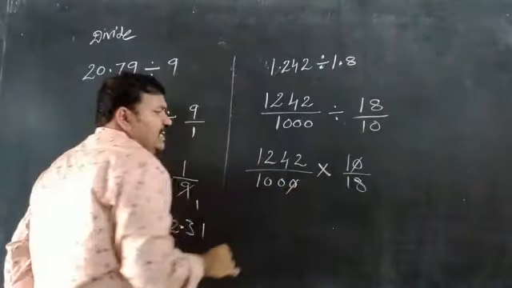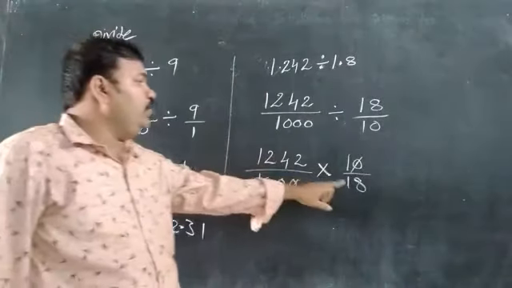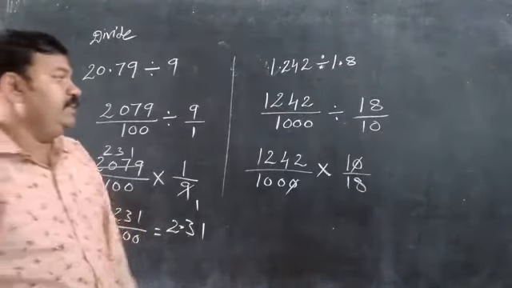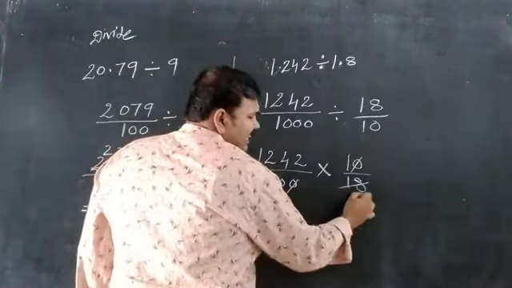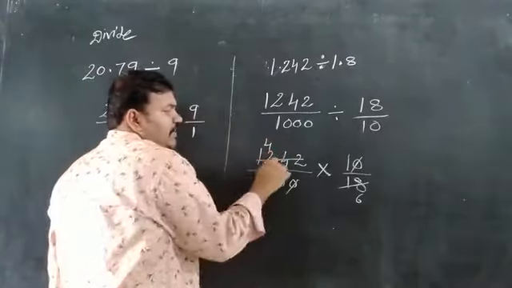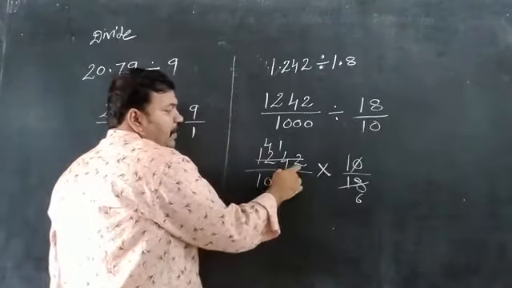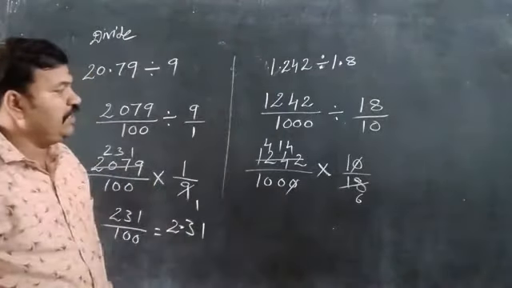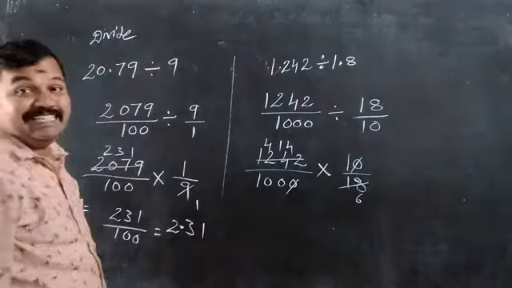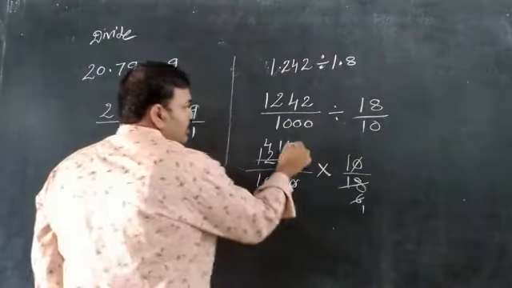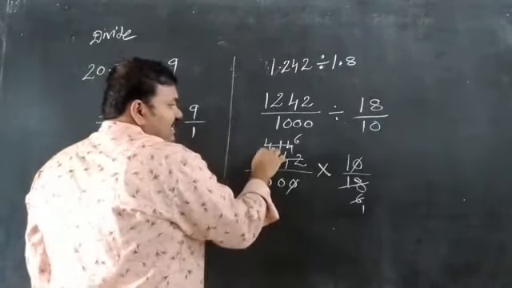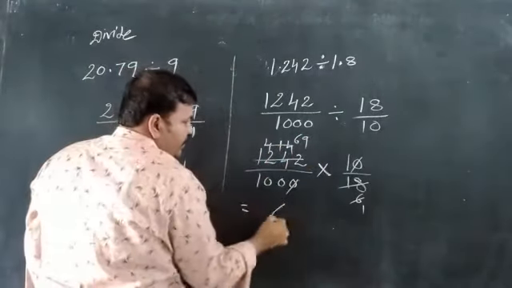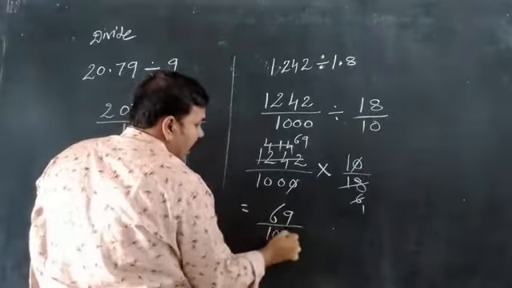First 0 0 cancel. Afterwards this 1242 and 18 cancellation. Which table? I am taking the 3 table. 3 6s are 18, 3 4s are 12, 3 1s are 3, and 12 is 4 times. 6 1 4 1 4. Again cancellation. I am taking the 6 table directly for cancellation. 6 6s are 36. 6 6s are 36. 54 is 9 times, which is 69 by 100.